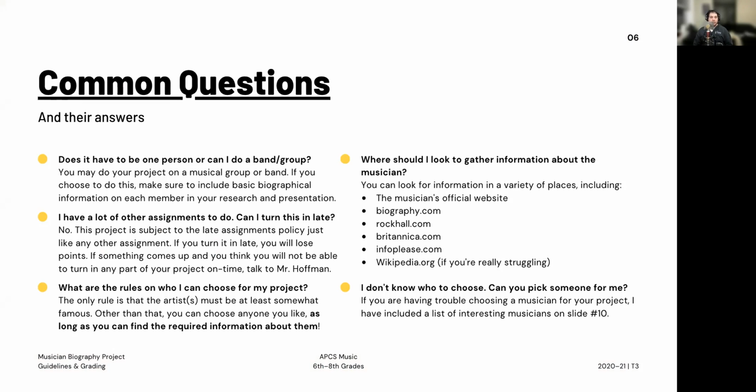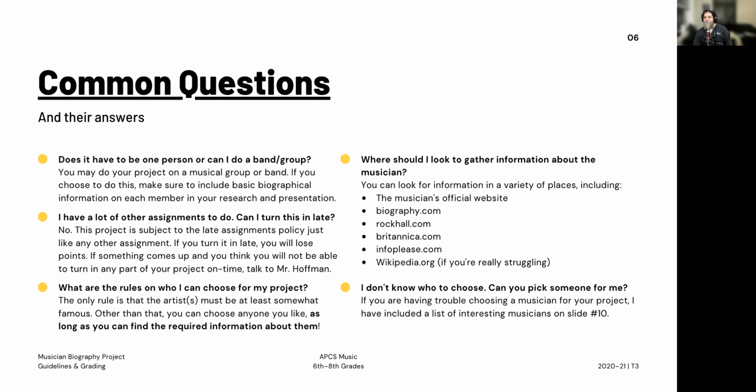So common questions. Does it have to be one person, or can you do a band or group? Yes, you can do it on a musical group or band or one individual person. You have the choice. If you choose to do a group or a band, just make sure that you're including basic information on all of the members. So you might not have to do as much for each individual member, but you have to do something for all of them. Make sure that everyone is covered.